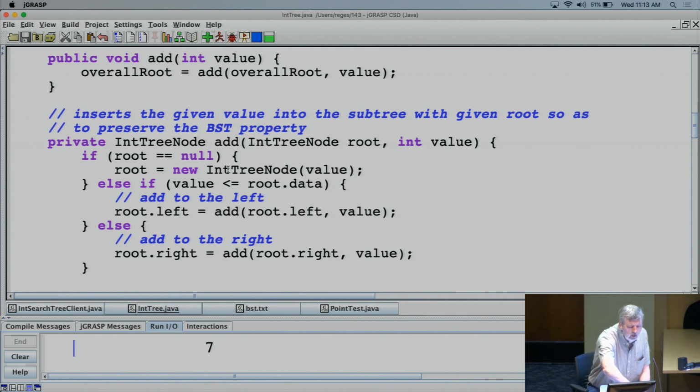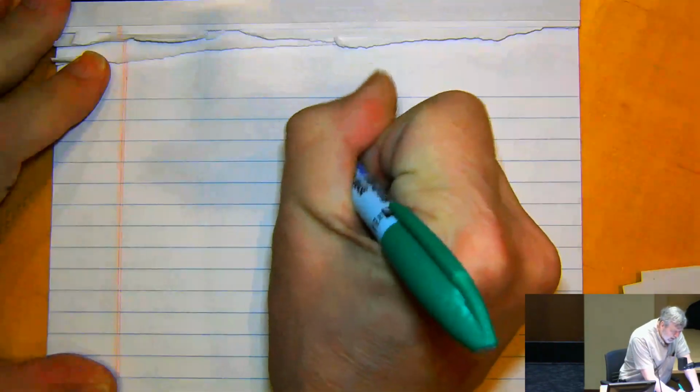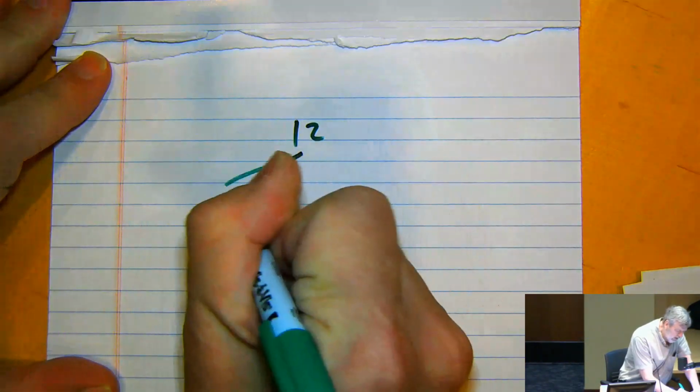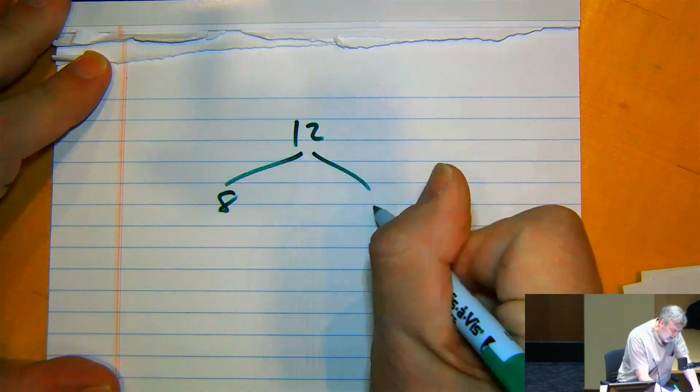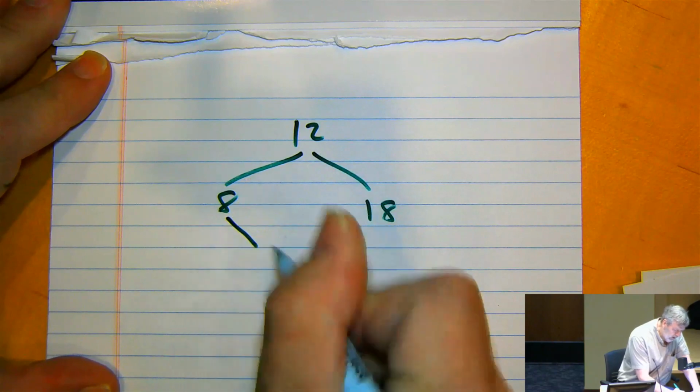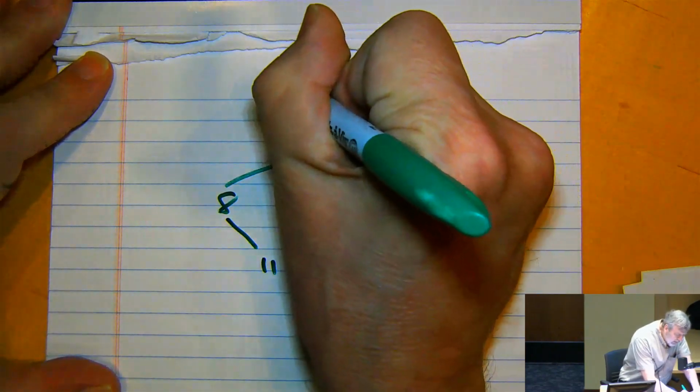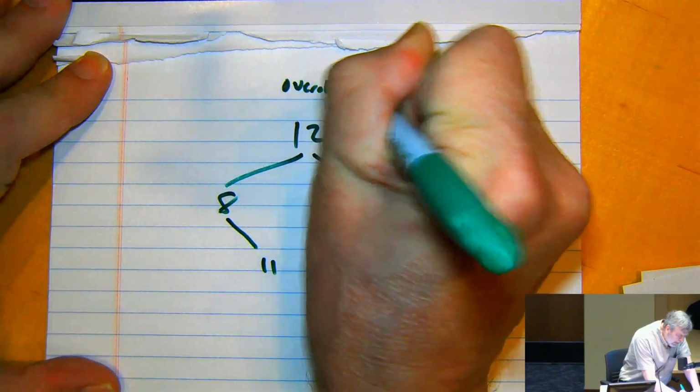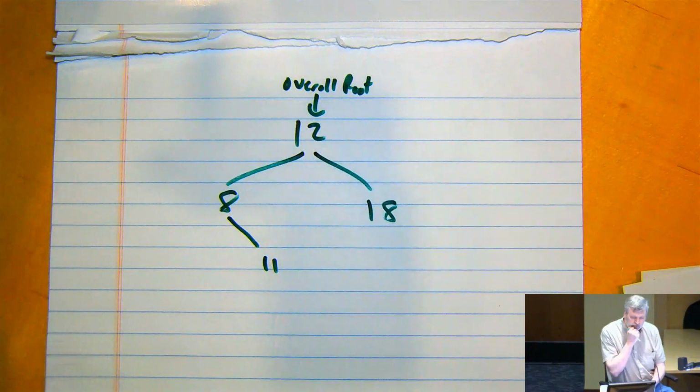All right, I want to do one more thing back on the document camera. So let me send that to the projector, and let me make sure I'm looking at the same thing that you're looking at. And so what I wanted to do was to talk about a specific case like this. So suppose that I have the value 12 as the root of a tree, and then I've got a value 8 over here, and I've got, say, a value 18 over here, and I've got a value 11 over here. So I've got my field called overall root that's referring to this node that has the 12 in it.